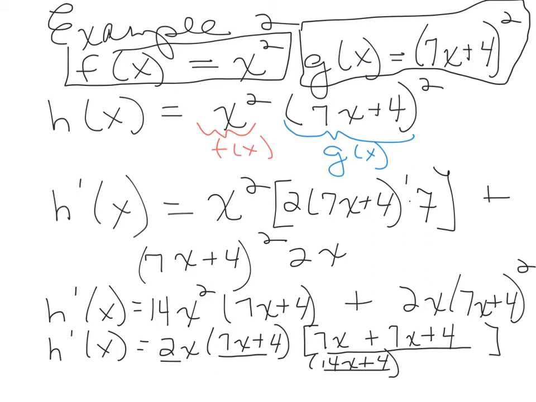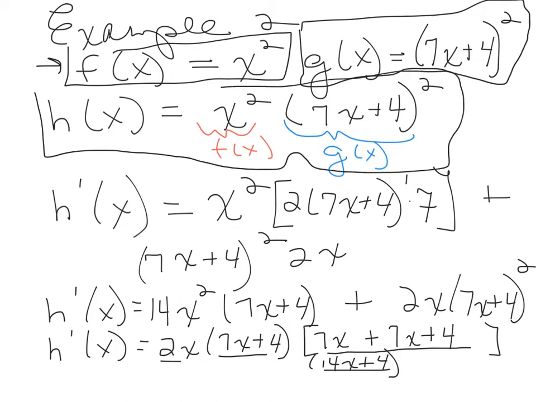Alright, so here comes example 2. Now I have it all written out for us. So example 2 says, if my first function f of x is x squared, so we're right here, and my second function g of x is 7x plus 4 squared, then when I want to define h of x as f of x times g of x, I can write it out like this.